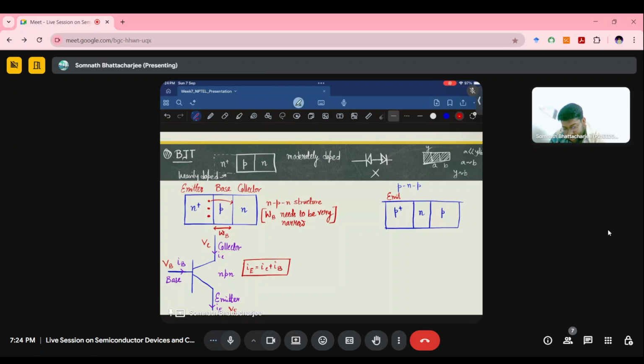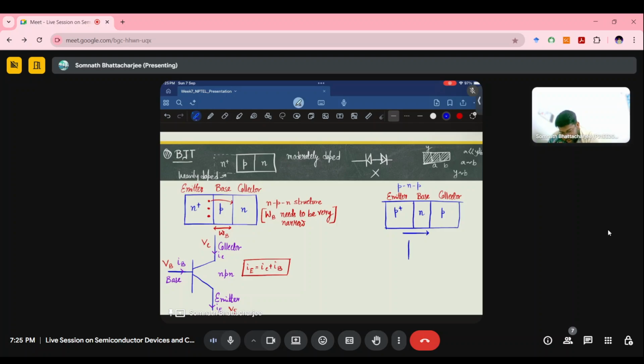So this is the emitter, this is the base, and this is the collector. Now in this case, we are assuming a transport through holes. We know that the direction of an electric current is opposite to the electron movement. But in case of hole movement, let's say we are assuming a movement of holes, the electric current will also flow in that direction. So here in this case, the electric current flow would be in this direction as well.